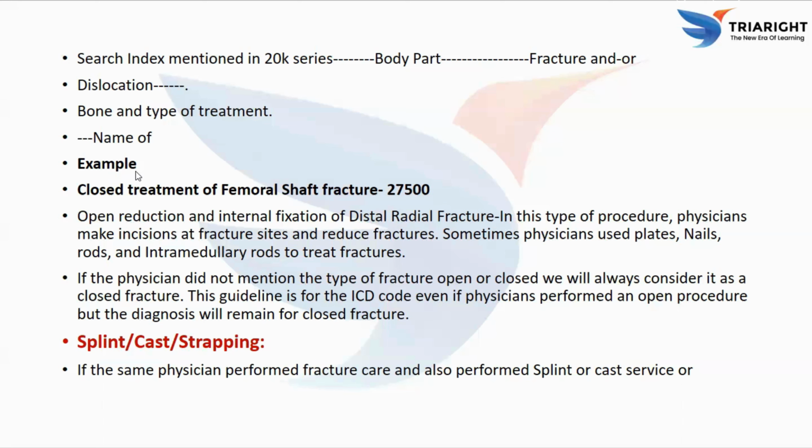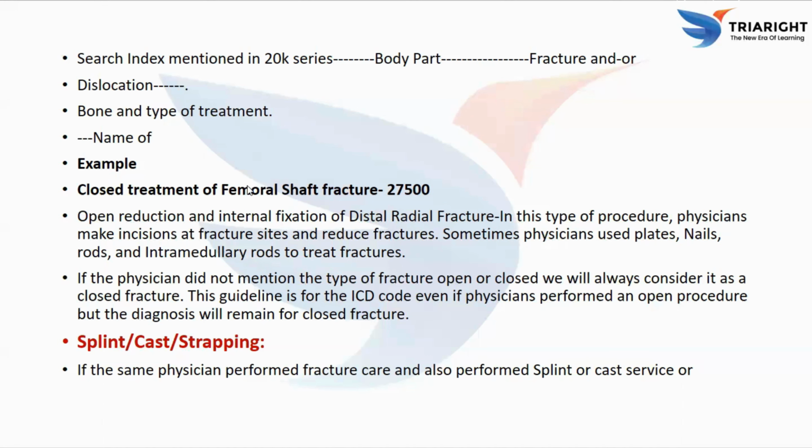And step 2 is identify the bone. For example, whether it's a femur bone, radius bone, ulna bone, tibia or a humerus. And step 3 is to identify the type of the treatment. This is the most important step for CPT. What is the type of the treatment? Whether it's a closed treatment without manipulation, a closed treatment with manipulation, percutaneous skeletal fixation or open reduction internal fixation. So the same fracture can have different CPT codes depending upon the treatment.